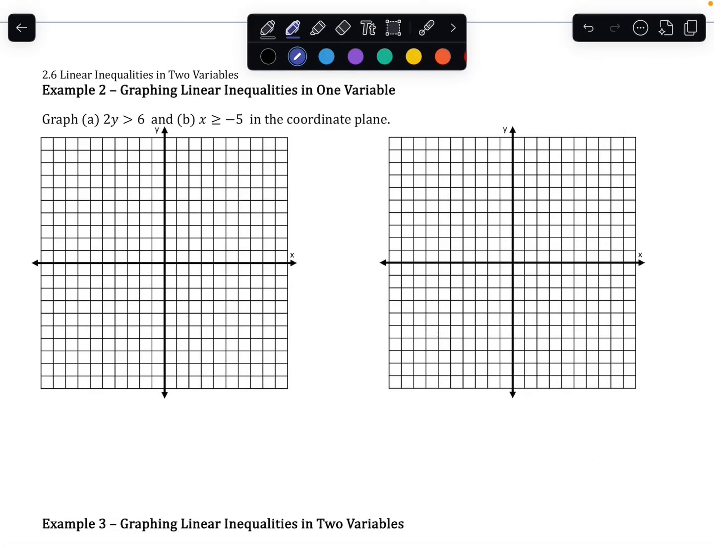In our next example, we're going to be graphing two linear inequalities. Our first one is 2y is greater than 6. Then our next one will be x is greater than or equal to negative 5. So our first one, 2y is greater than 6. Divide by 2, so y is greater than 3. Let's just go ahead and do our other one too right now. x is greater than or equal to negative 5, and that's already solved.